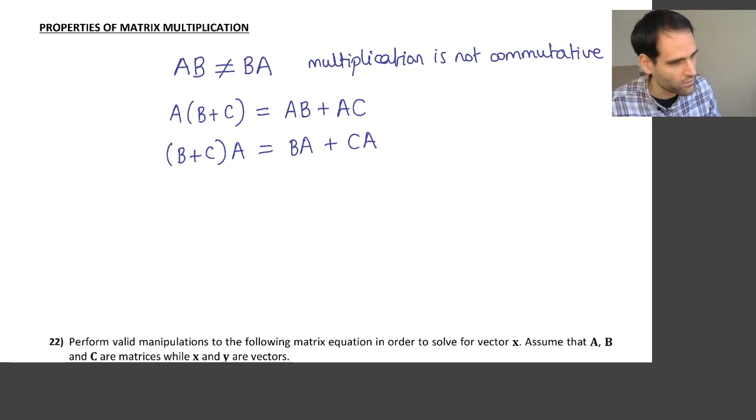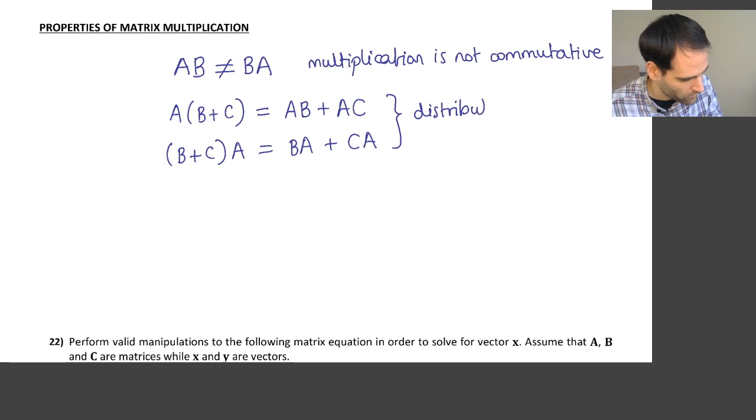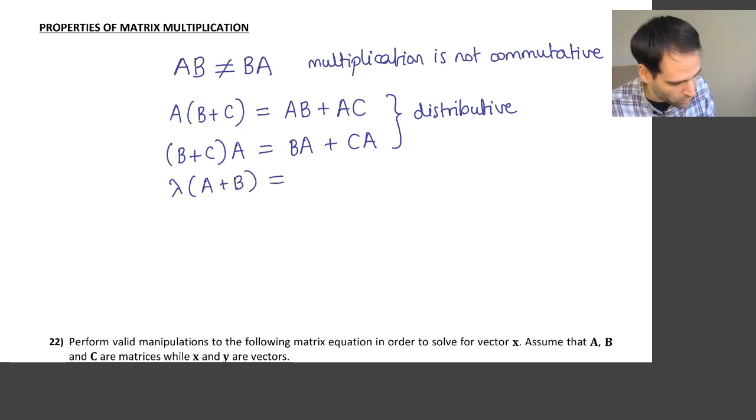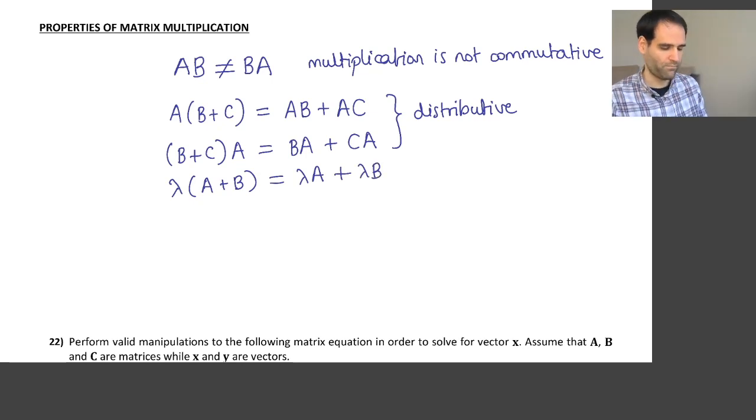And these are called the distributive properties. Then we have also that if you have a scalar, so for example, a scalar lambda times A plus B, where A and B are matrices, then you can also do this, lambda times A plus lambda times B. And since lambda is a scalar, it wouldn't matter if it's on the right or if it's on the left, because scalars can move around. Okay.